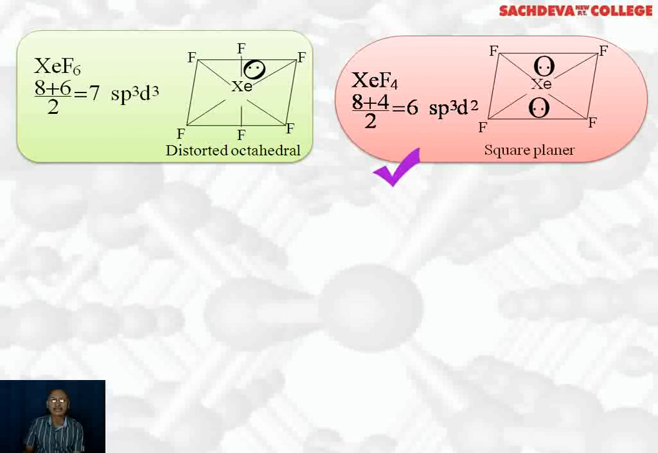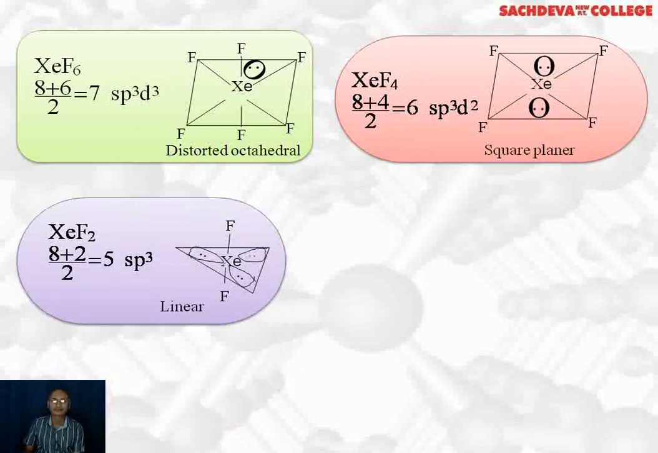XeF4: xenon has 8 valence electrons, 4 fluorine atoms, 8 plus 4 divided by 2, 6, sp3d2 hybridization. The expected shape was octahedral. The actual shape is square planar because there are two lone pairs of electrons. Here there is no option: the lone pairs of electrons are at axial positions.